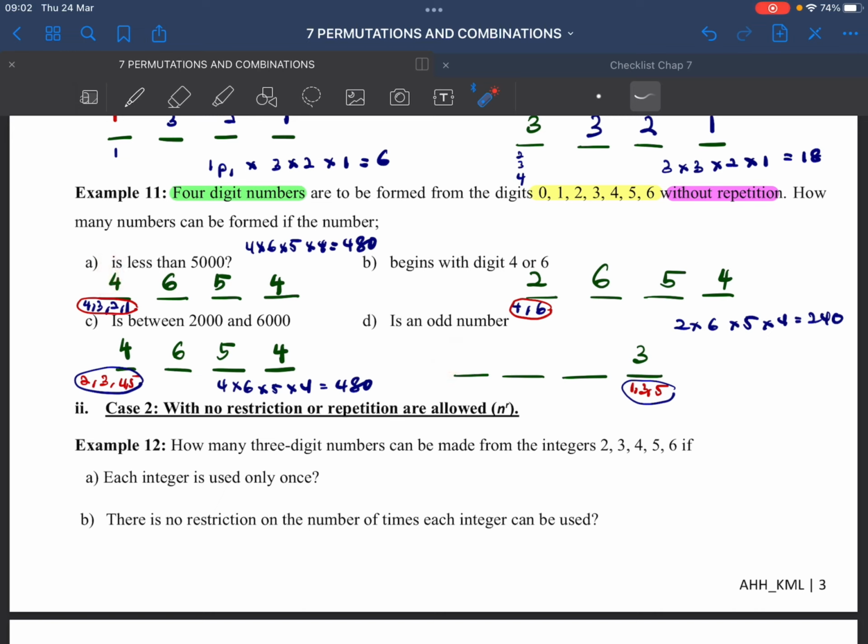Tak boleh, sebab we want 4 digit numbers. Kalau kamu letak kosong dekat depan, dia tak jadi 4 digit numbers, dia jadi 3 digit numbers. Melainkan kalau soalan tu cakap password, okay, ataupun passcode, ataupun phone numbers. Kalau phone numbers, passcode, kosong boleh duduk dekat depan. But if the question said 4 digit numbers, 3 digit numbers, kosong tak boleh duduk dekat depan.